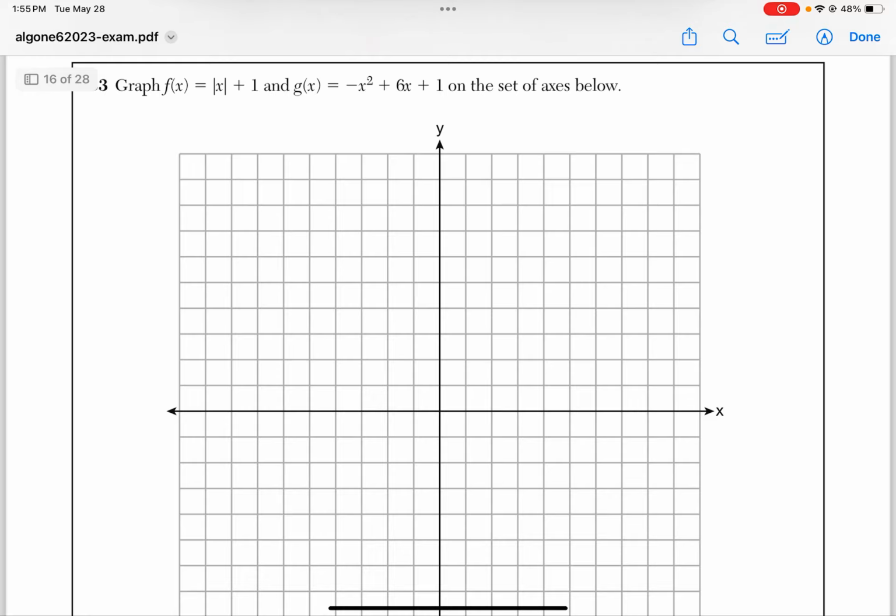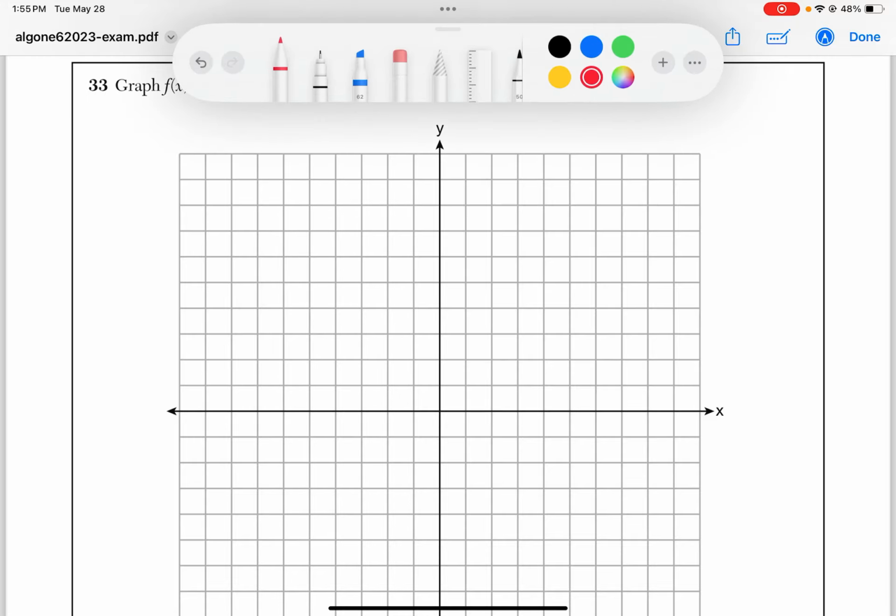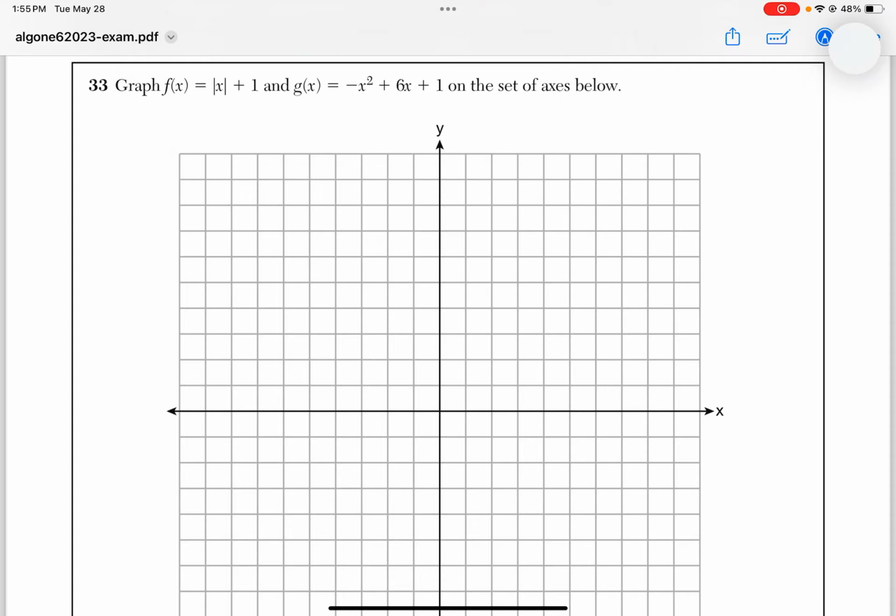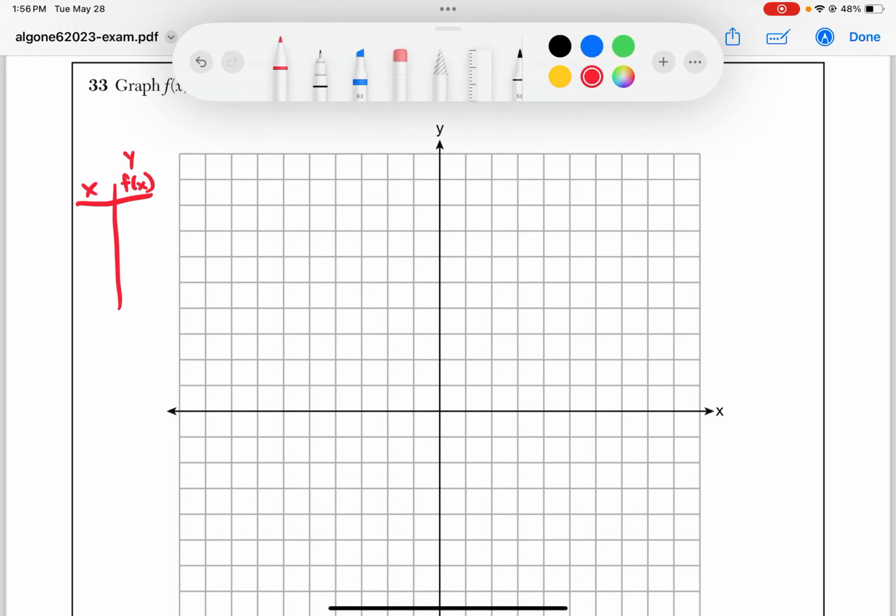Graphing. So when we graph, we are always going to look to make a table and find its points. So here's one table where x and f of x, which is just the same thing as y. And then in blue, I'll do the same thing with x and g of x, which is also y. Don't be thrown off by those.